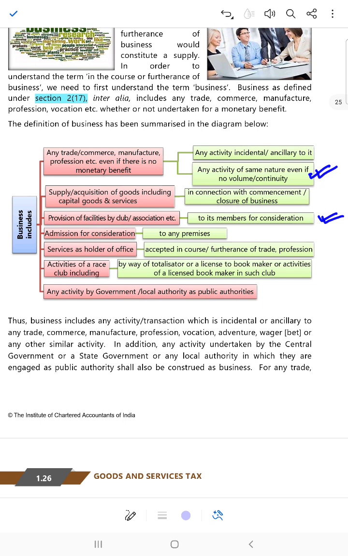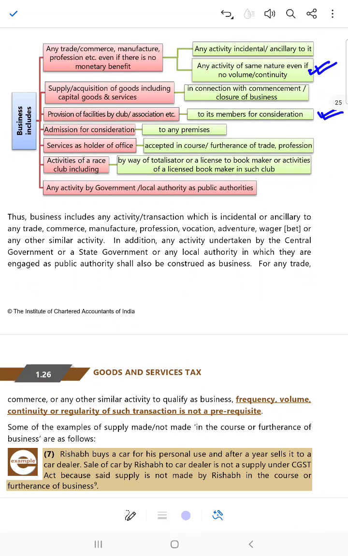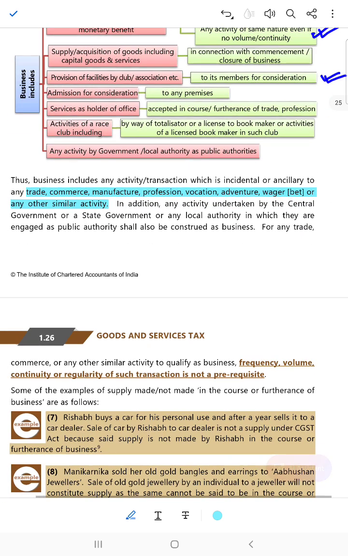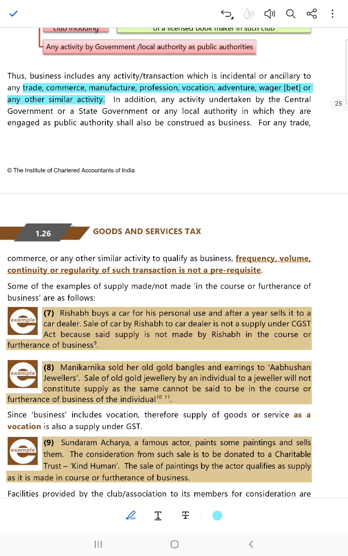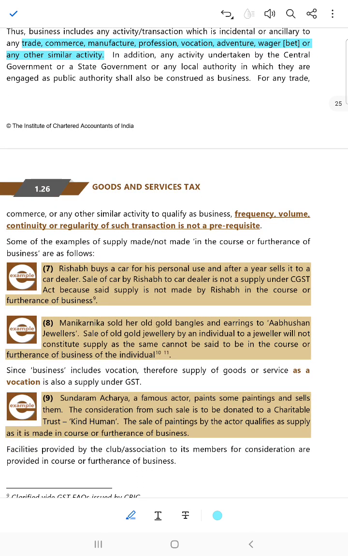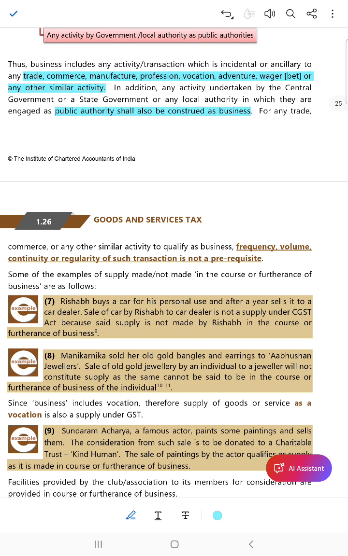Now, activities or transactions, it has been explained here, incidental or ancillary to. Now see the terms given here. The terms are trade, commerce, manufacture, profession, vocation, painting, adventure, wager, or any other similar activity. Again, the definition is not an exhaustive one. In addition, any activity undertaken by the central government or state government or any local authority in which they are engaged as a public authority should also be construed as business.